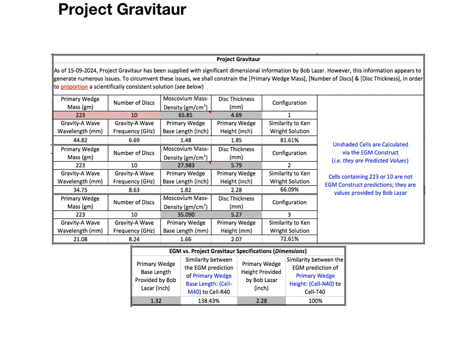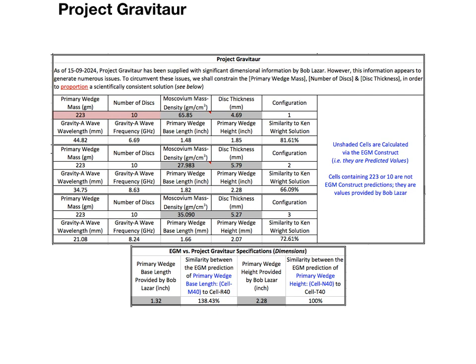This has been done to honour a confidentiality agreement we have with the Project Gravator leadership. Going forward, precise dimensions for all components may be released by the Project Gravator leadership. However, for the moment, we have agreed not to disclose the dimensions provided to us. The unshaded cells are calculated via the electrogravimagnetic construct, that is, they are predicted values. Cells containing 223 or 10 are not EGM construct predictions. They are values provided by Bob Lazar.